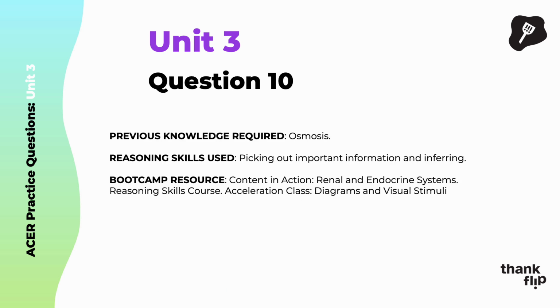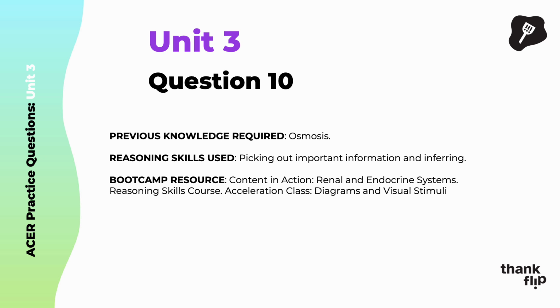Question 10 used the same osmosis prerequisite knowledge that you can find in the content in action renal and endocrine systems, but it also required your ability to pick out important information from the diagrams that were given in the answer options, as well as in the stimulus, as well as in the little text underneath there.